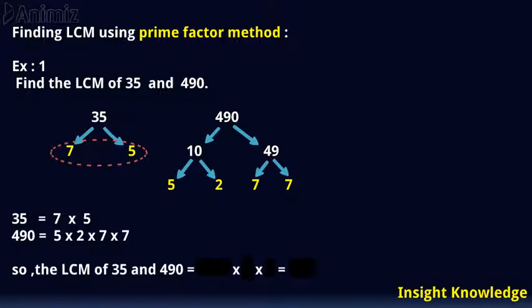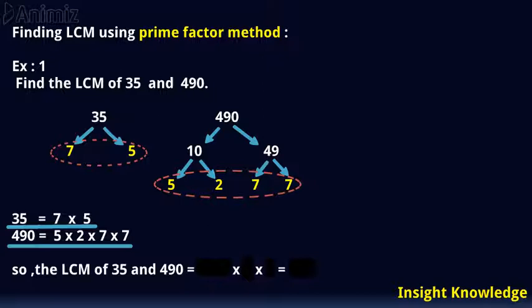See children, at last we get the prime numbers 5, 2, 7, 7 for 490 and for 35, 7 and 5. So write it down. For 35, what we have got? 7 into 5, and for 490, 5 into 2 into 7 square. I have written 7 into 7 as 7 square. Using these factors, we can easily find out the LCM. But there is only one rule.